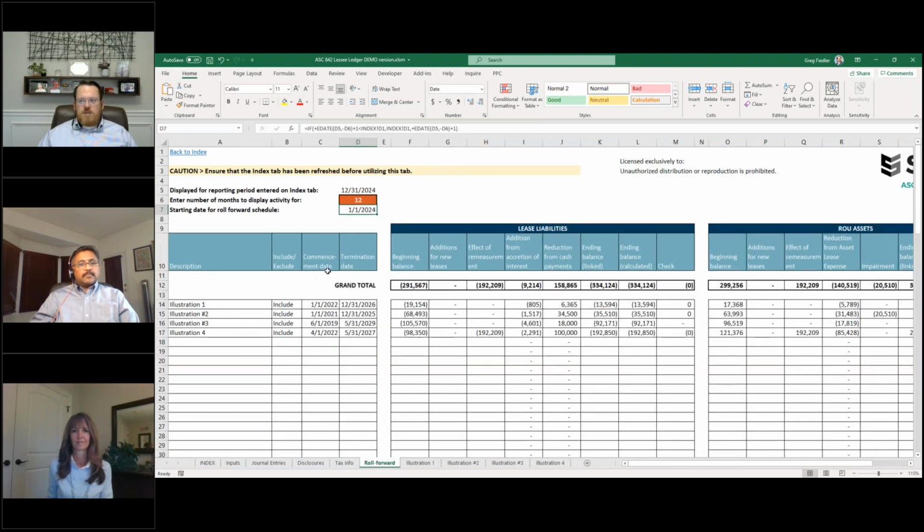And then a roll forward schedule. This allows you to look at the activity both by lease and in total for all leases. This is something that your auditors are likely to ask for or want to see, but it also really helps internally with a reasonableness check on activity. And again, you can influence the amount of time that you're looking at within this schedule. And we can see the effect of our remeasurement that we recognized in December of 24 in a prior example.